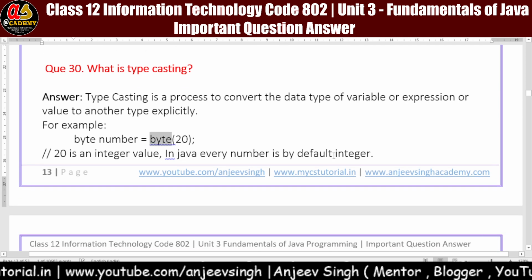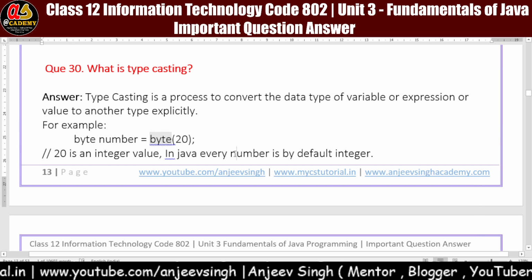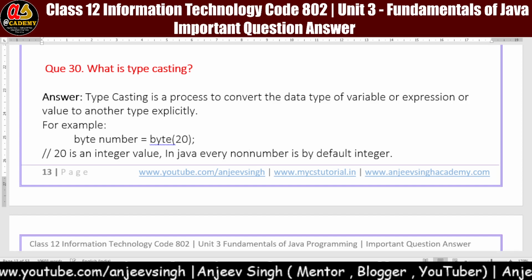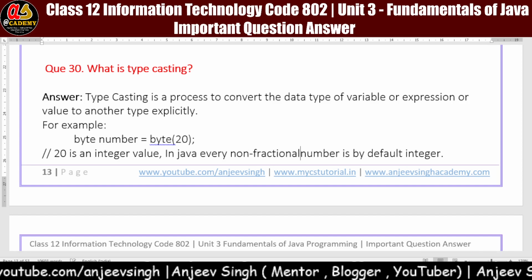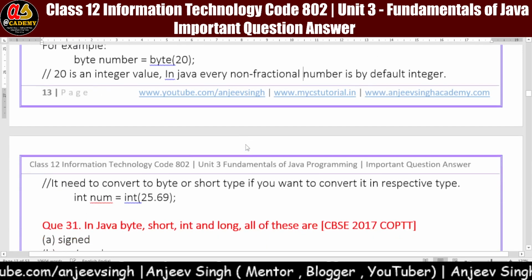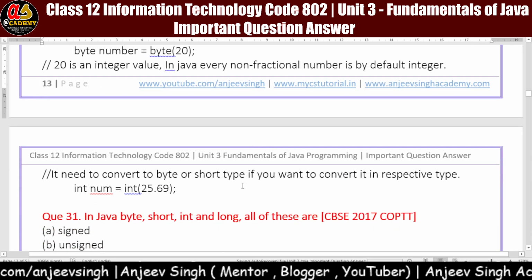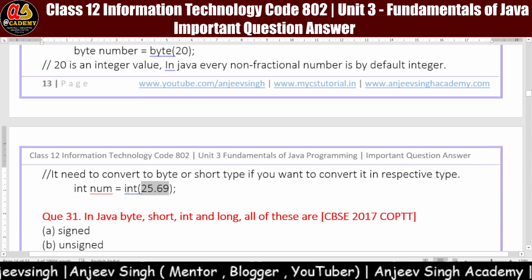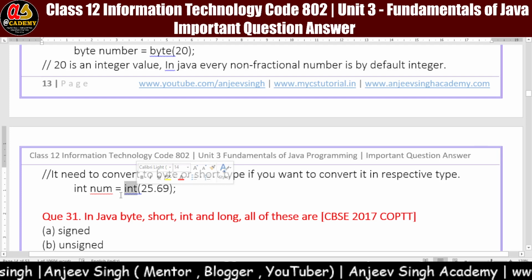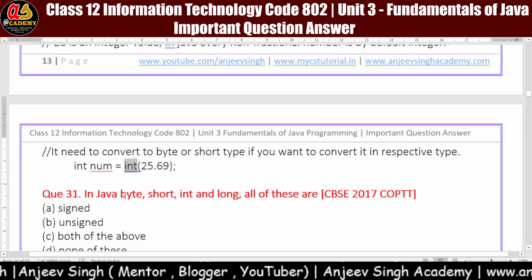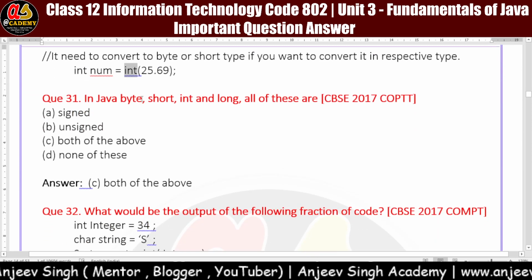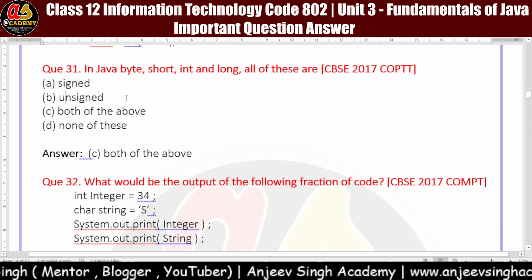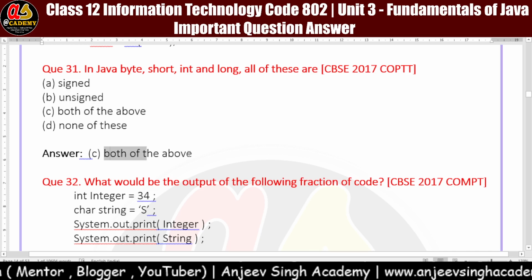20 is an integer value. In Java, every number without a decimal point, every non-fractional number, is by default an integer. It needs to be converted to the byte or short type. If you want to convert to a specific type, you can write like this. Like this is a floating point value, and I want to convert it to integer, so I write int in front of it. In Java, byte, short, int, long are all signed integer numbers.